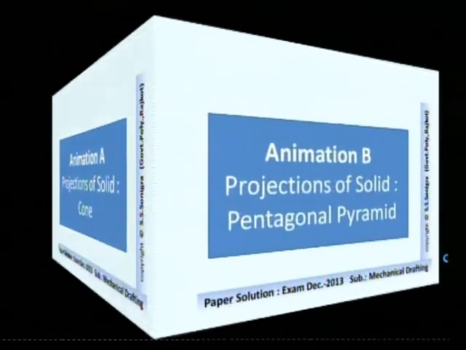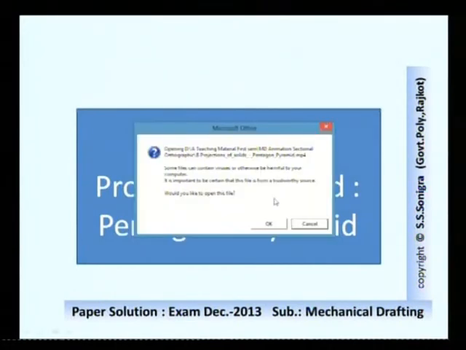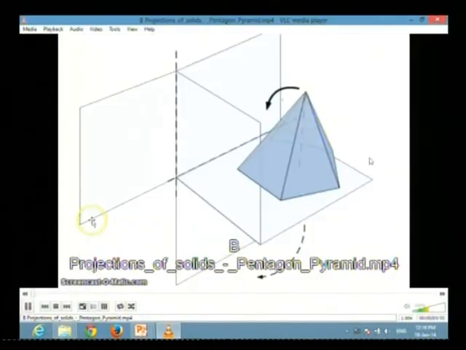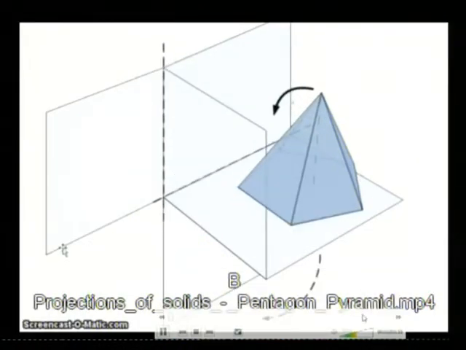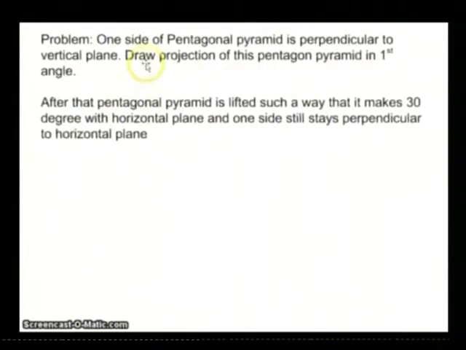Now the next problem is about a pentagonal pyramid, projections of solids for a pentagonal pyramid. How to draw views for the pyramid. This video is about the isometric projection of a pentagonal pyramid. So this is the problem statement here, that one side of the pentagonal pyramid is perpendicular to the vertical plane.